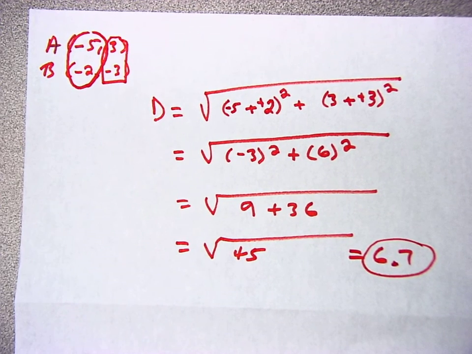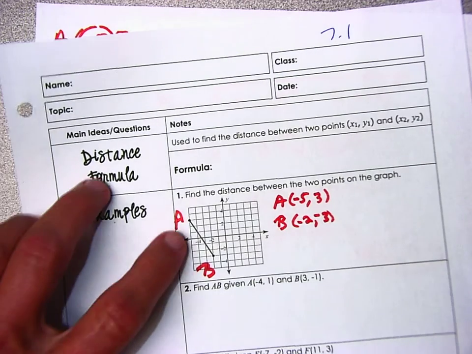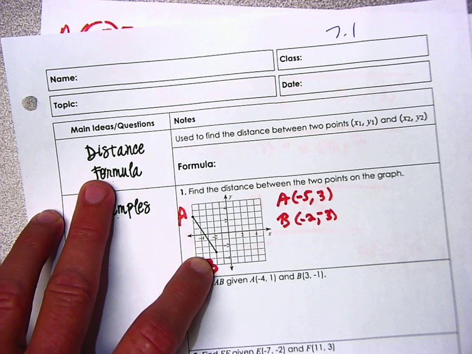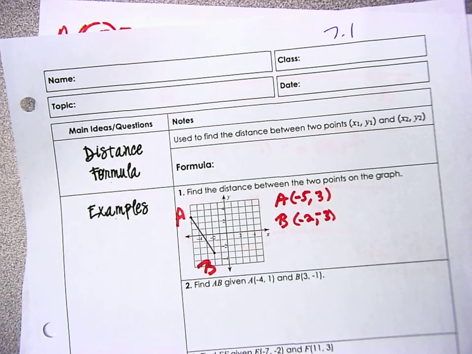That is how long it is. If we go back to the original problem and you were to measure in units, we're saying from A to B would be 6.7 units long. Not the most exciting thing.